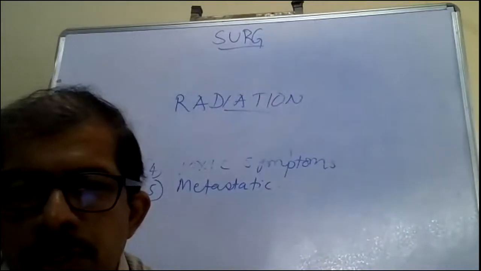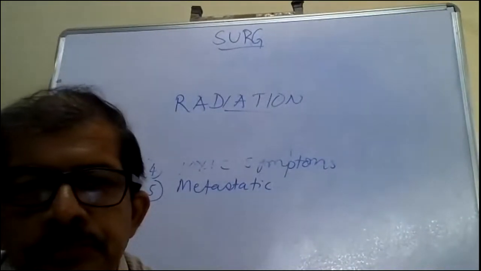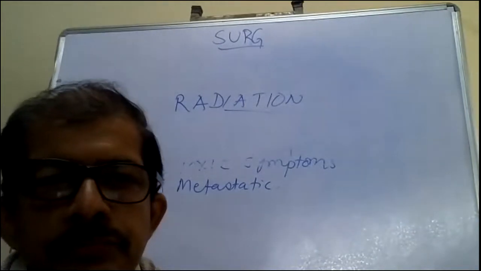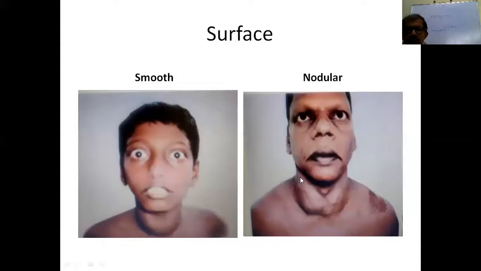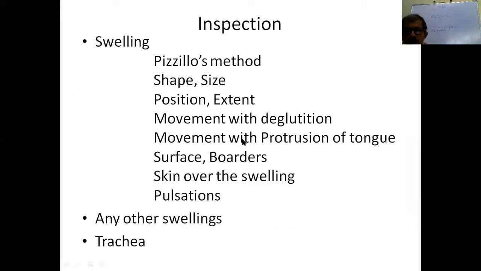Whereas multiple nodules you are able to appreciate here in a multinodular goiter with secondary toxicity, right? So, surface is important. It will even diagnose the condition. Then after surface, we will go for the borders.